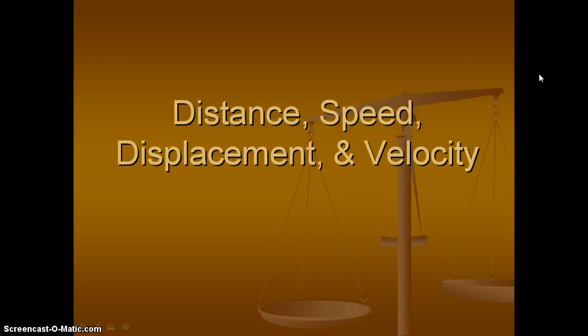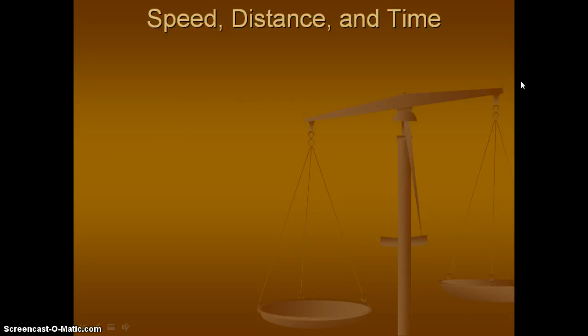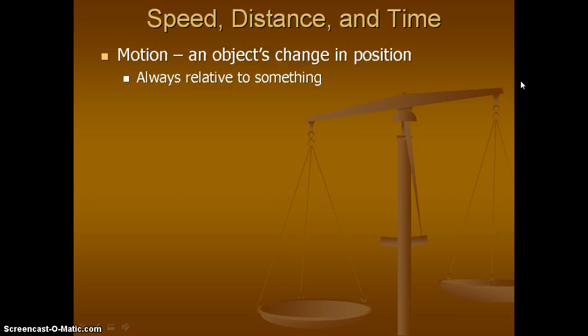In this video, we're going to be learning about distance, speed, displacement, and velocity. Basically, we're starting motion. Motion is an object's change in position. Motion is always relative to something. For example, we will always be comparing our motion to the ground. However, technically the ground is moving because the Earth is rotating. However, we'll just be comparing our motion to the ground as if the ground is not moving.